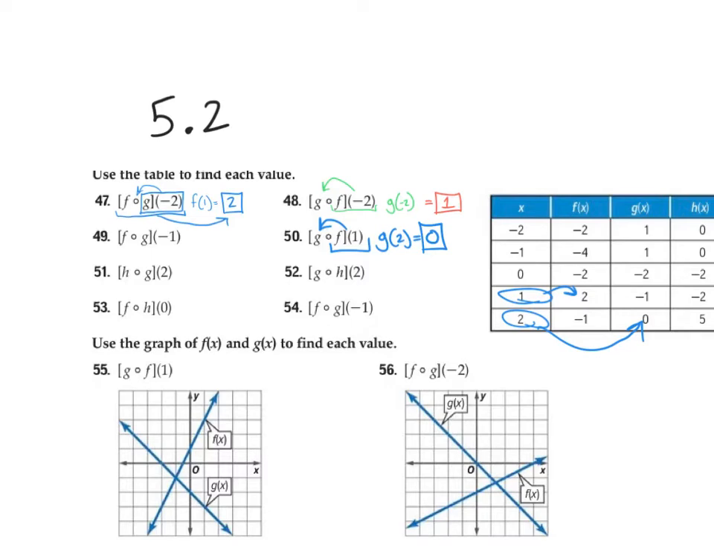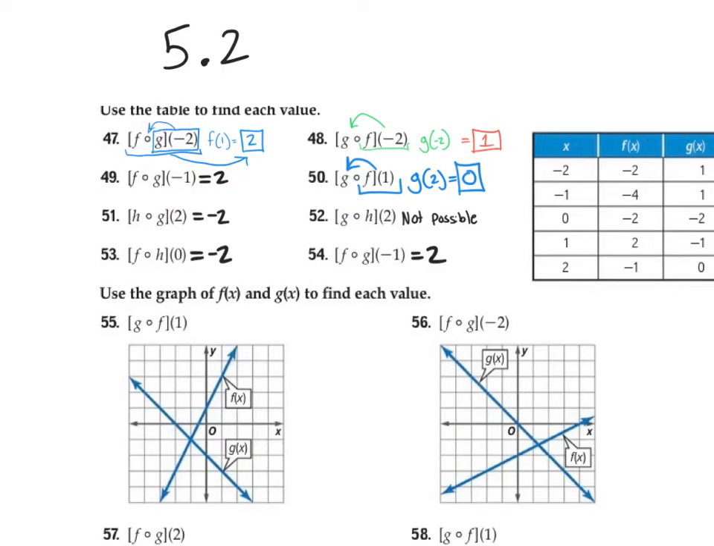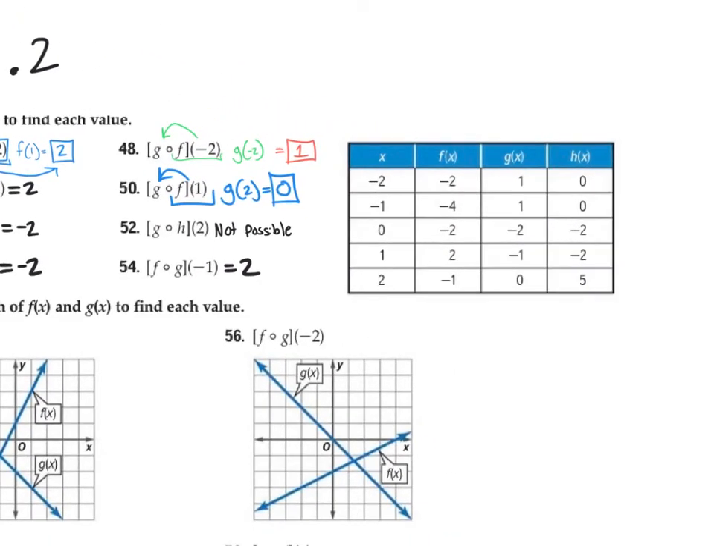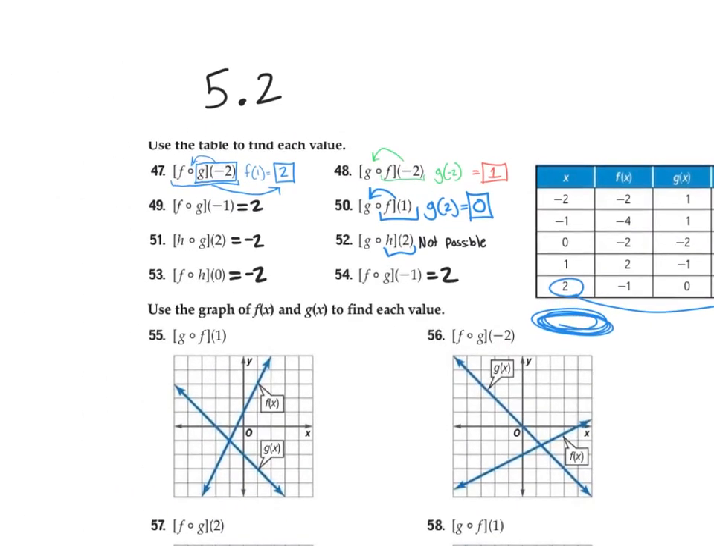I'm now going to pause this video, give you time to complete the other ones, and to double check your answers. If you're confused, start the video over and re-watch these segments. Here are the answers. The only one that may have thrown you off is 52. 52 is not possible. H of 2 gives us a value of 5, but we don't have a 5 here to continue on. That one is not possible.